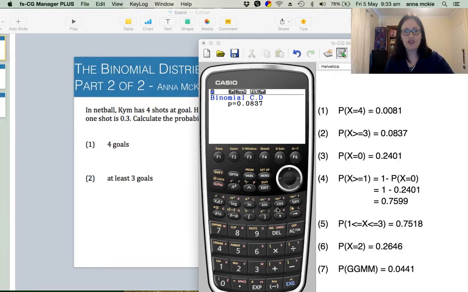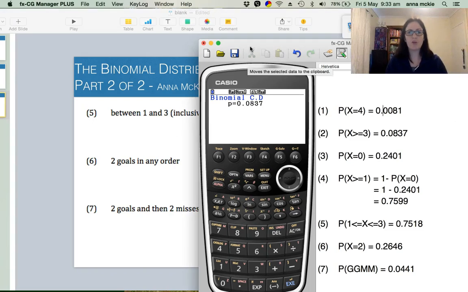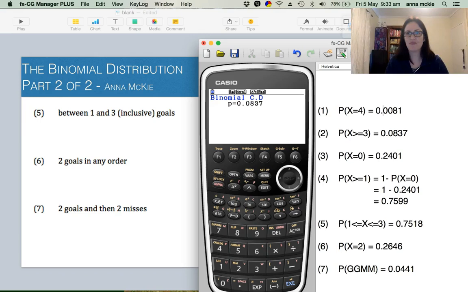So switching over here, here we are, between 1 and 3 goals inclusive. Right, so between 1 and 3, we are in our stat mode. Here we are, distribution, binomial, CDF this time. We have a lower and an upper. We want 1 and 3. N and P have stayed the same. Here we are, 0.7518. That's what I predicted that we were going to get. 2 goals in any order. That'll be a BPD function. I'll just do that one quickly. This time we want 2 there. 0.2646, there we are. And down the bottom here, I've already worked out the probability of 2 goals and then 2 misses. So that's the end of this video.